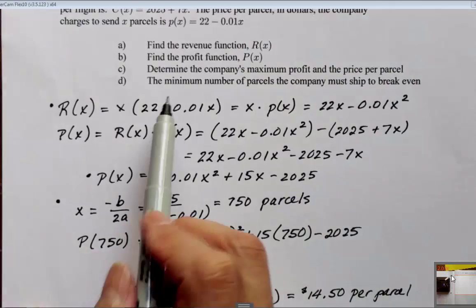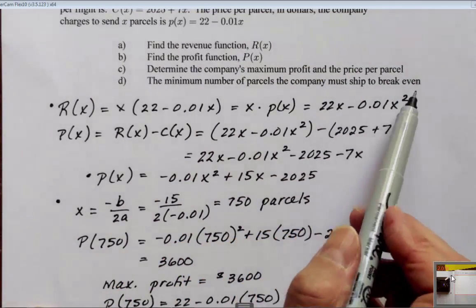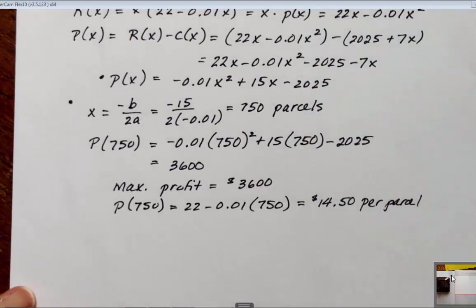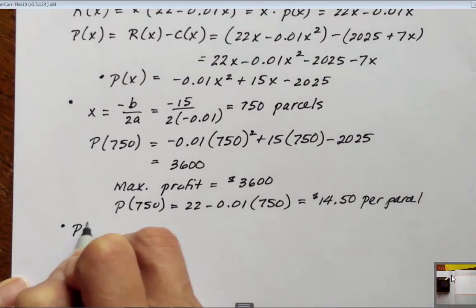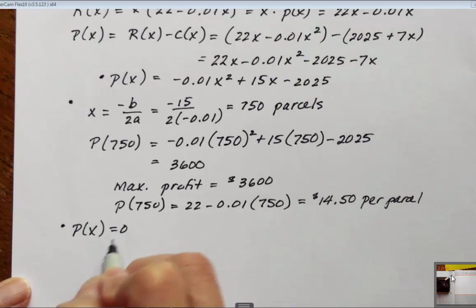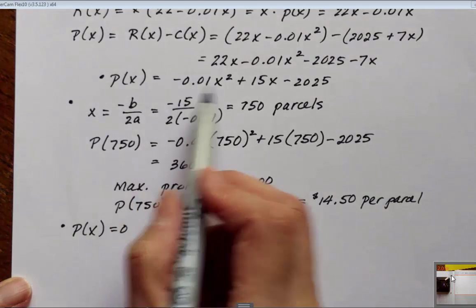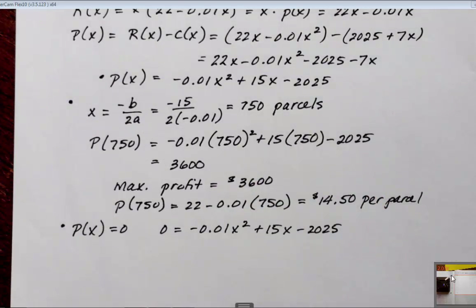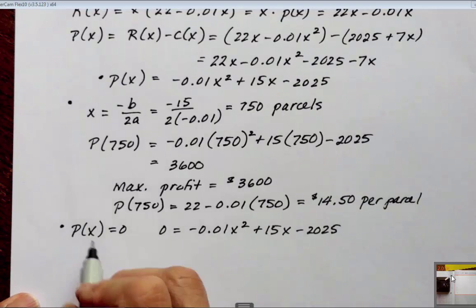And then it says, determine the minimum number of parcels the company must ship to break even. So on this particular problem now, we want our profit to be 0. So that's part D. Where is my profit going to be equal to 0? Where am I going to break even? So I'm going to take my profit function, which is right here, and set it equal to 0. And then we can either use our calculators or the quadratic formula. I'm going to go ahead and use the quadratic formula.